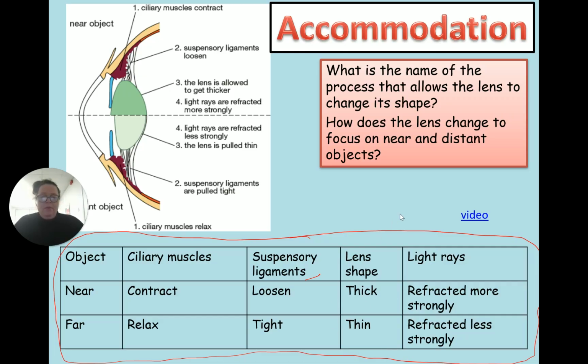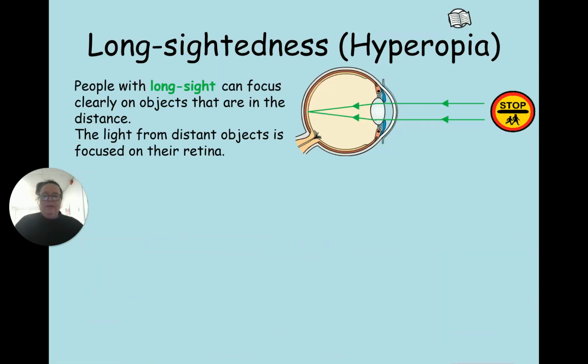So now we know how it focuses and how we see objects. Let's look at problems with the eyes. Now this is me, long-sighted, hyperopia. Okay, big word, but hyperopia, long-sighted. Now, people who are long-sighted can focus a long way away, so they can see a long way away, but they can't see things close up, and that's me. I can look out the window and see something 500 meters away, but if I try and read my book, I need my glasses on, okay?